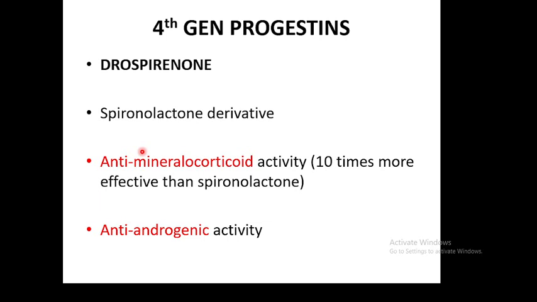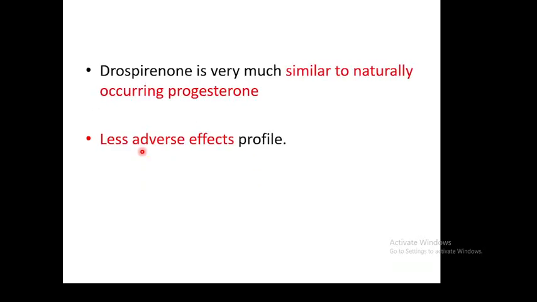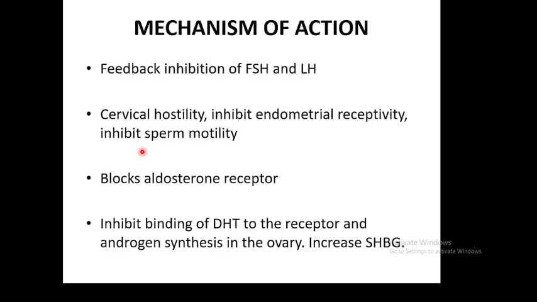Why is this smart? Because it is a spironolactone derivative. Because of that, it has anti-mineralocorticoid activity. It is 10 times more potent than the original spironolactone. At the same time, drospirenone, or the fourth generation progestins, have anti-androgenic activity. Two more things: it is very similar to naturally occurring progesterone, which leads to fewer adverse effects. So these are the properties which we are using in our clinical practice.